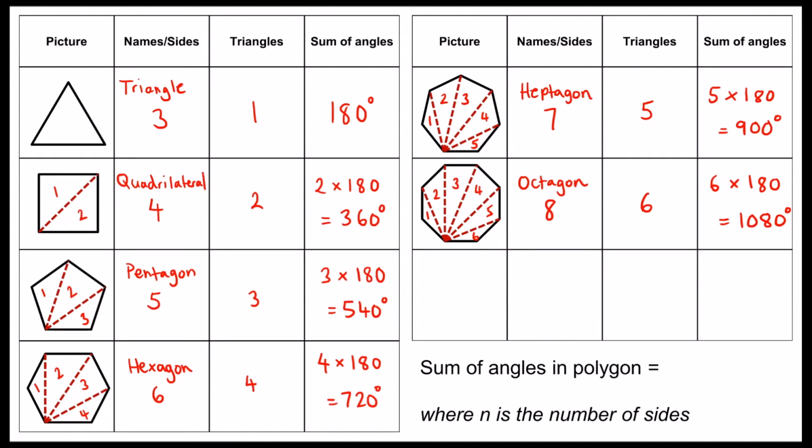So thinking more generally about that, if we had a shape which has n sides, we could say that the number of triangles is always 2 less than the number of sides, and therefore to work out the sum of the angles I want to take the number of triangles that I've got, that's n minus 2, and then times it by 180. We can therefore say more generally that the sum of angles in a polygon is (n minus 2) times 180, where n is the number of sides.